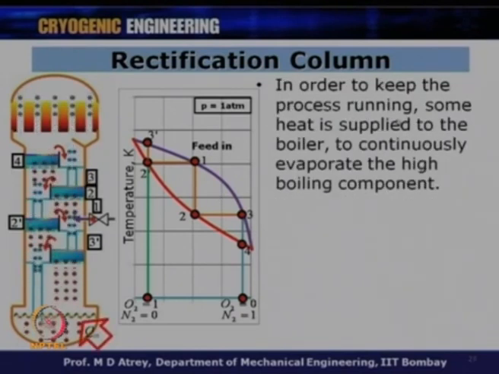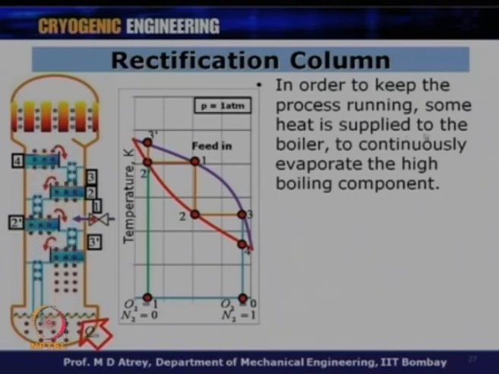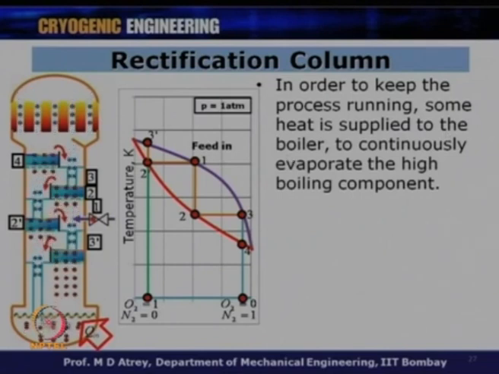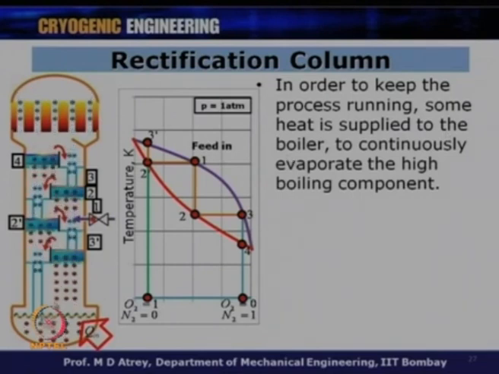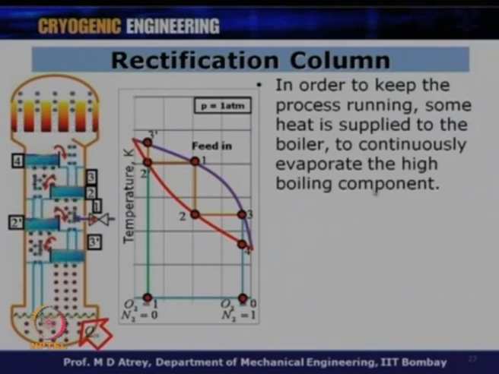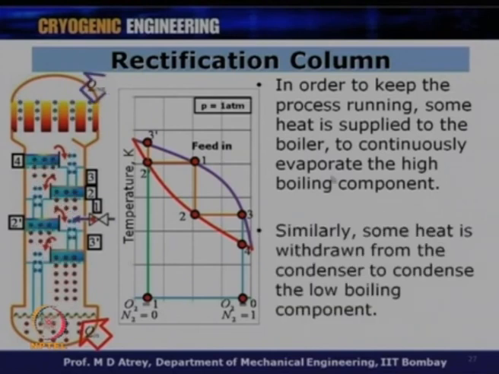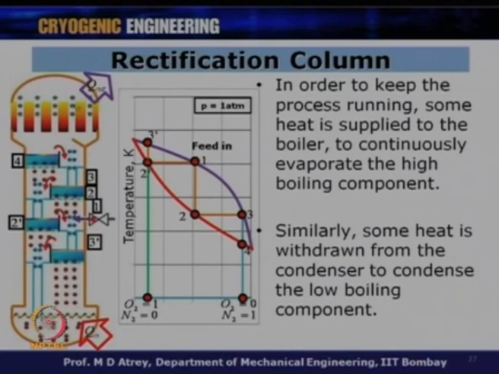In order to keep the process running, because ultimately you want this process to happen for years together, all right, some heat must be supplied to the boiler. So, I have to supply some heat to ensure that the vapor is always generated at this point, all right. So, some heat has to be supplied to the boiler to continuously evaporate the high boiling component. Some high boiling component is always getting evaporated at this point, and it will get combined with the low boiling component vapor later on. Similarly, I will have to take heat out from here in order to condense the low boiling component, which is nitrogen.